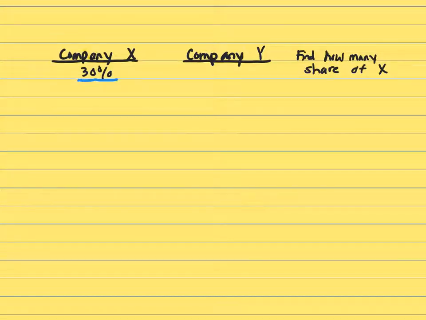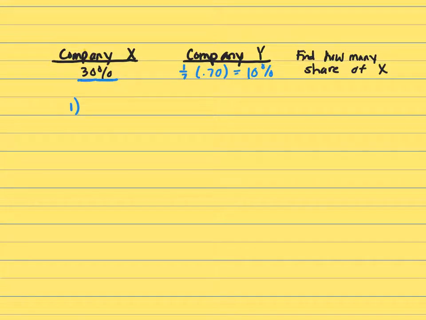That means we've got 70% left, and we know 1/7 of the 70%, I'm going to change it to decimal, is 10%. So company X is 30%, company Y is 10% of the total shares. Okay, so let's look at clue 1.